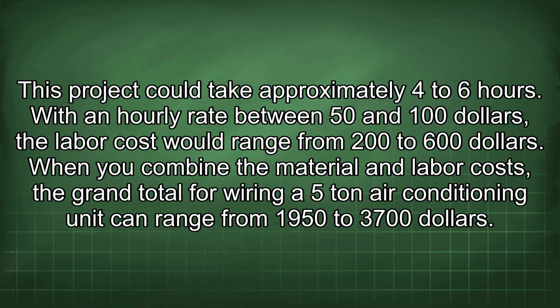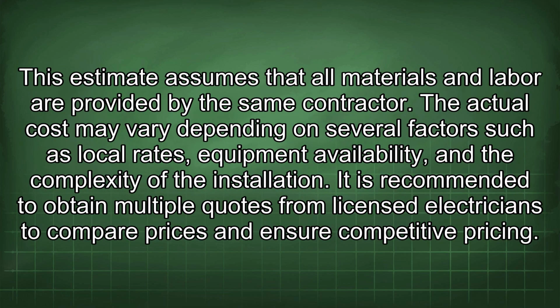When you combine the material and labor costs, the grand total for wiring a 5-ton air conditioning unit can range from $1,950 to $3,700. This estimate assumes that all materials and labor are provided by the same contractor.